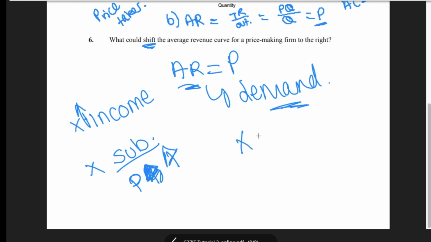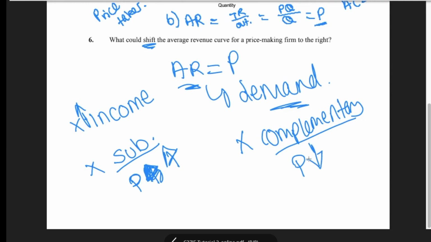What about if it was a complementary good? What do I need to happen to the price of a complementary good? So complementary is the idea that you buy them together, you buy them in tandem. What happens to price? Good, price needs to fall. So there are 3 options.